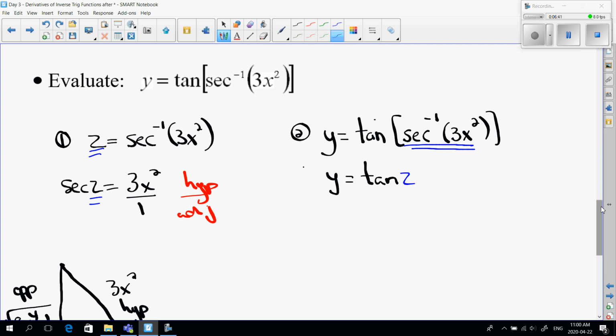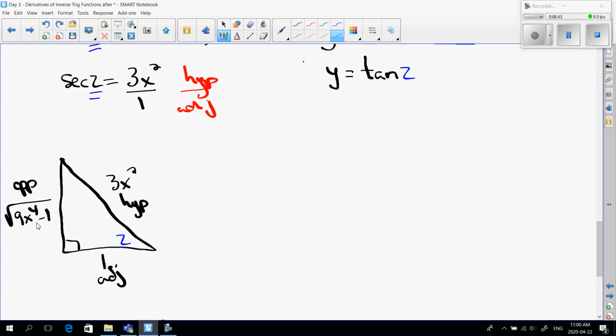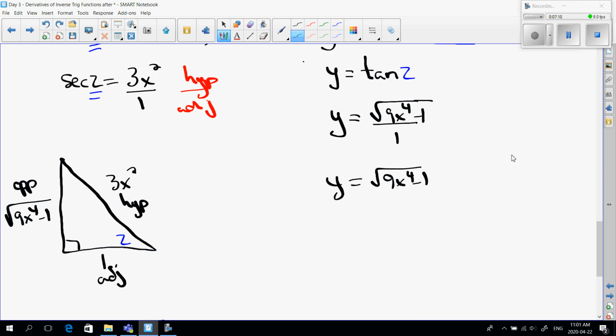All right. Z is the angle in this triangle down here. If I want to know the tangent of angle Z, I need to know the opposite and the adjacent sides. No problem. I got them. The opposite side is the square root of 9x to the fourth minus 1 over 1. Okay, that would simplify to the square root of 9x to the fourth minus 1.